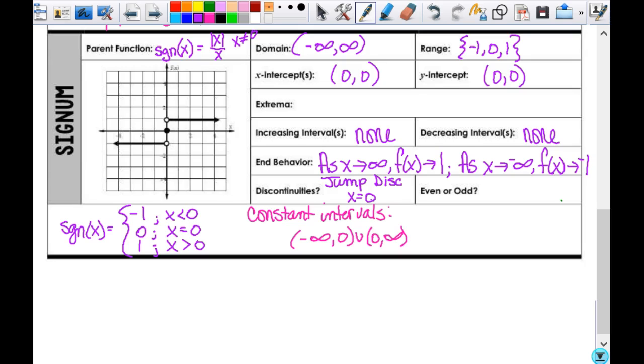Okay? Even or odd or neither? It is odd. And not only just because you can rotate it 180 degrees, but I can also substitute in that -x. f of -x equals the absolute value of -x over -x, which is the absolute value of x over -x. And that is negative f of x. So you can figure it out algebraically as well. Okay. Any questions at this point? Are we good?